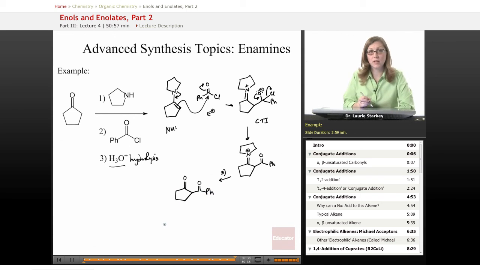Instead of using LDA and the very reactive enolate, we can use an enamine instead and react it with an acid chloride electrophile in this case. That wraps it up for our second part of Enols and Enolates.